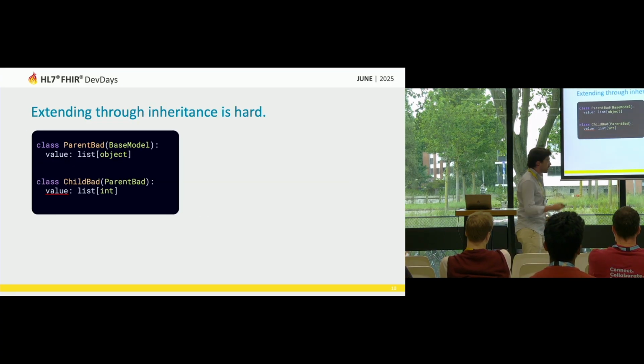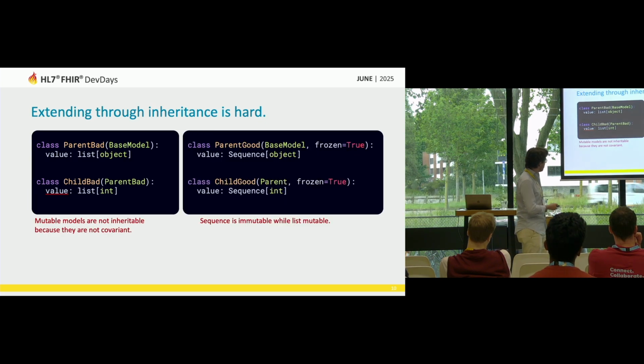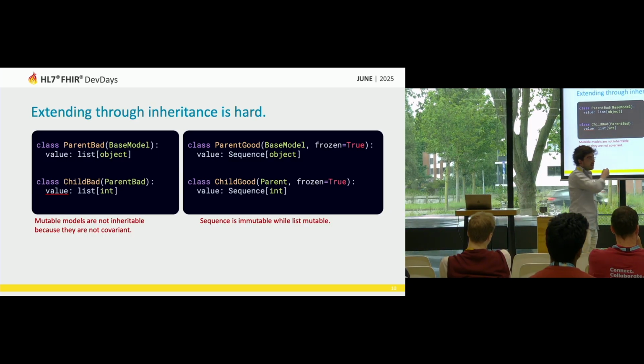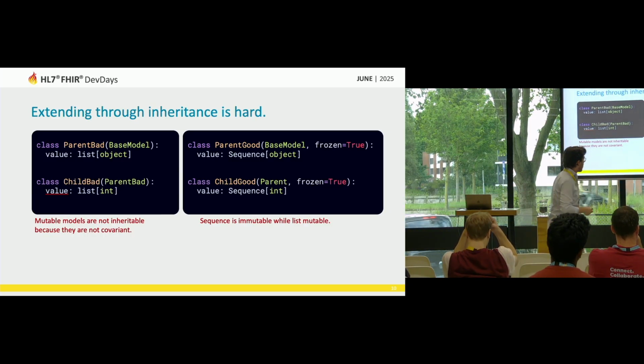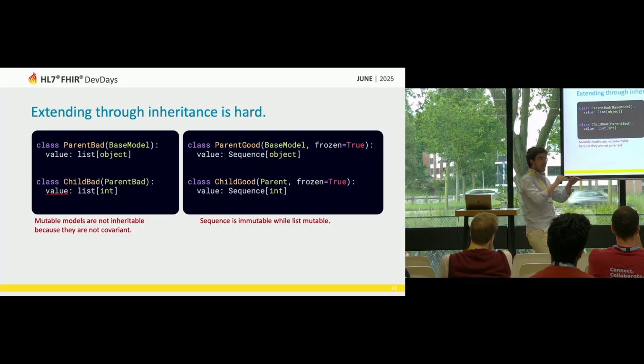And inheriting the FHIR.resources doesn't work well either because they are mutable. And to make inheritance work well with data models and data classes, you need to make them immutable and use sequences instead of lists. So that makes it very hard to just inherit the observation resource and make a blood pressure profile for it.